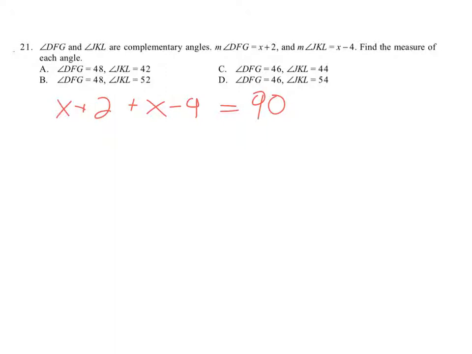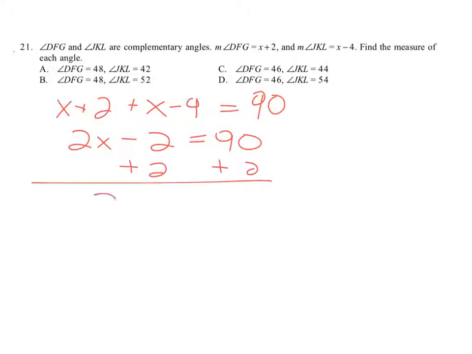Combining like terms, we would say 2x, and 2 minus 4 is negative 2. We've combined the variable terms, x and x is 2x, and the constant terms 2 and negative 4 is negative 2. Now, we will continue on by solving this algebraically, add 2 to both sides. 2x equals 92, and divide both sides by 2.